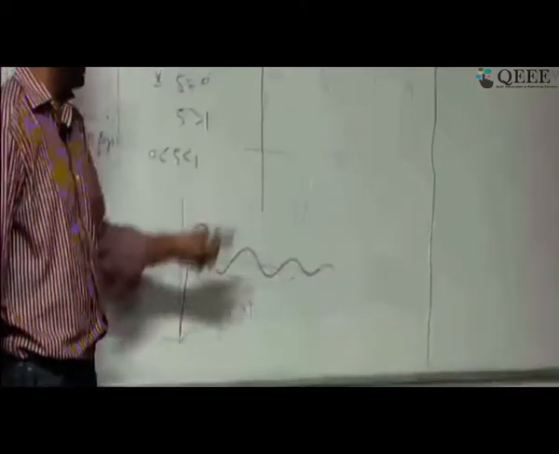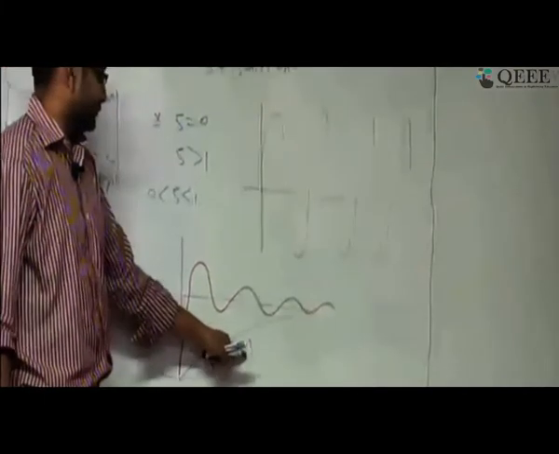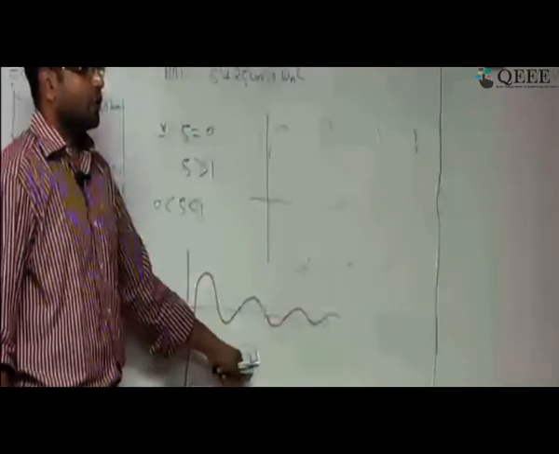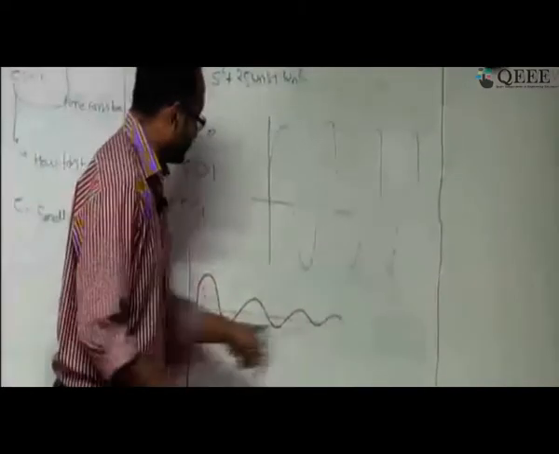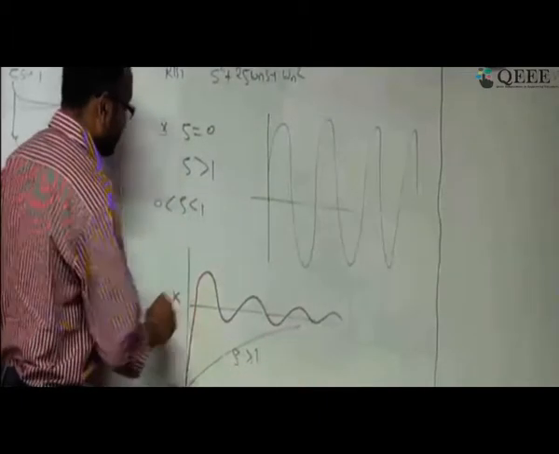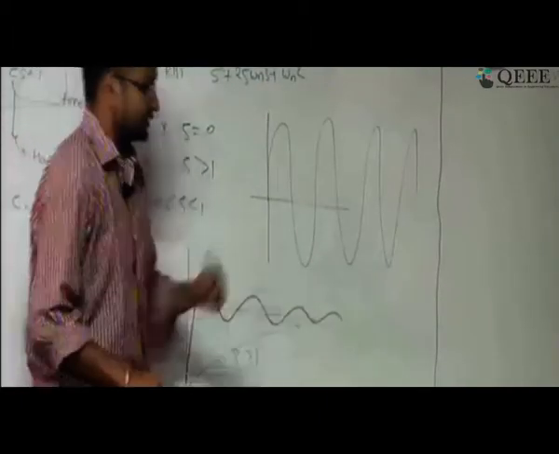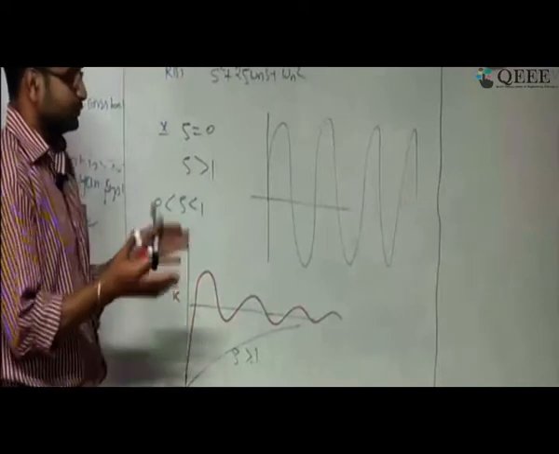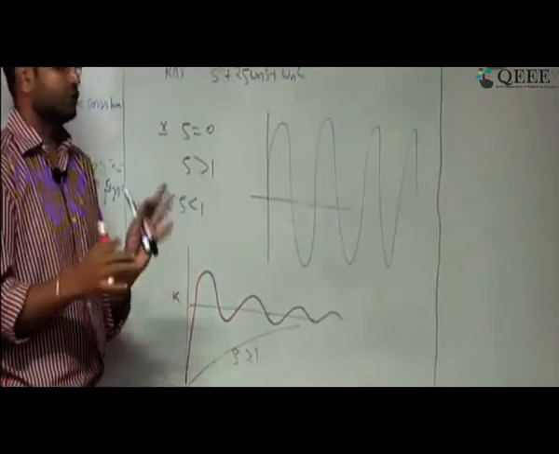Zeta is very large, more than 1. It is called an overdamp scenario. It will take a lot of time to reach your steady state value, something k. Okay, and that's why the system is going to be very slow. So in most of the cases we choose zeta between 0 and 1.